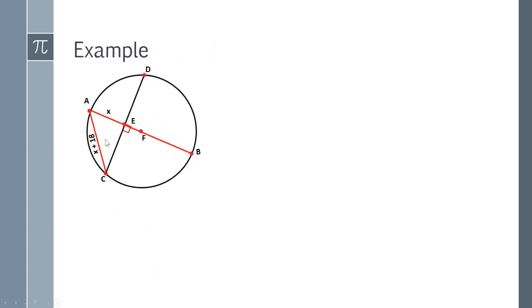Here's an example of how we apply this. It looks a little complicated, but it's really not so bad. AB is a diameter, and CD equals 48. We see that right here they're perpendicular, so these two segments have to be congruent. Our job here is to find x. First, we apply the rule saying that these two are congruent. Since the whole segment is 48, CE right here would have to be half of 48, which is 24.